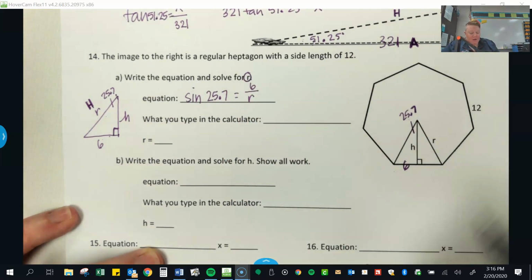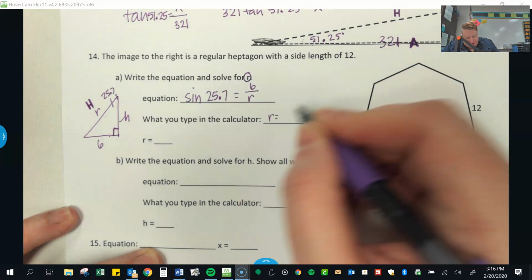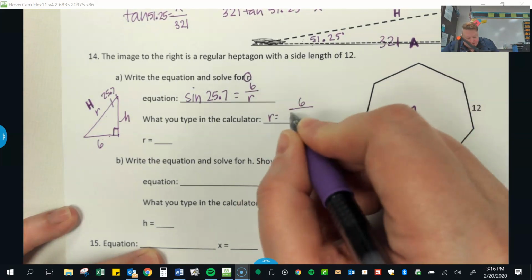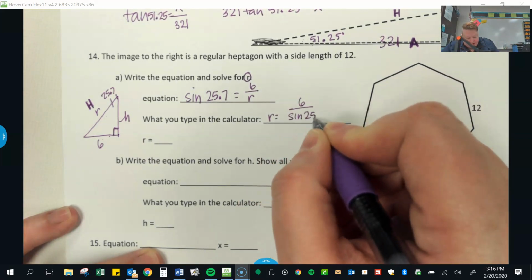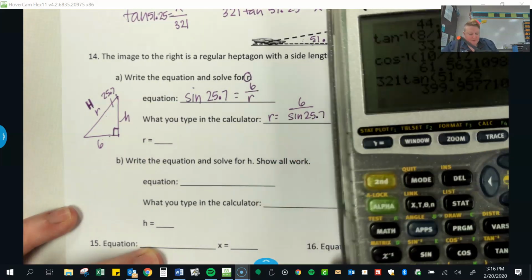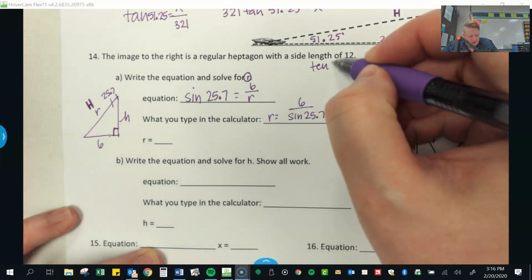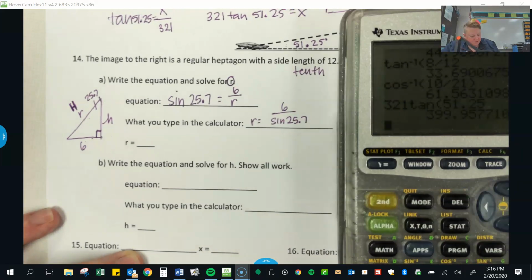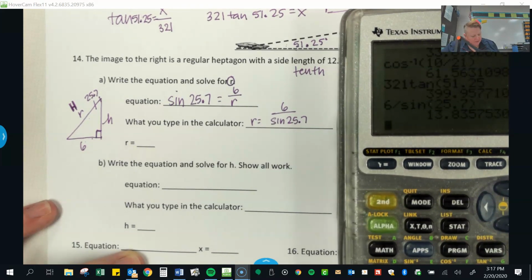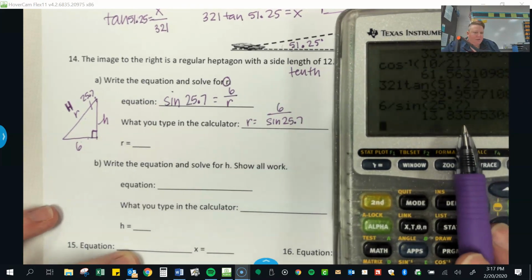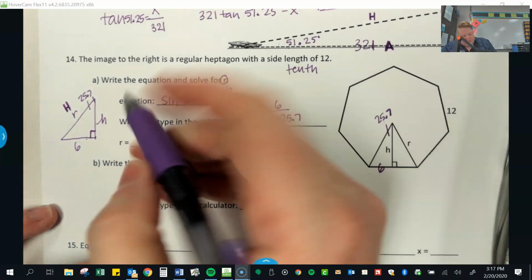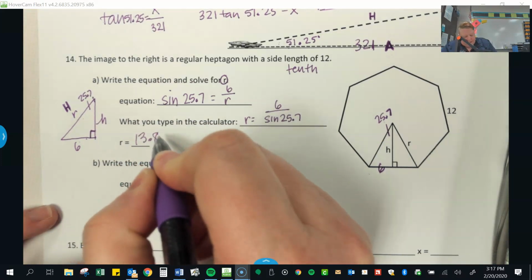When x is down low, we divide. So r is equal to 6 divided by sine 25.7. Put that in your calculator. I want you to round to the nearest tenth here. So I'm going to do 6 divided by sine of 25.7. That's 13.83. The 3 does not change the 8, so we leave it as 13.8.